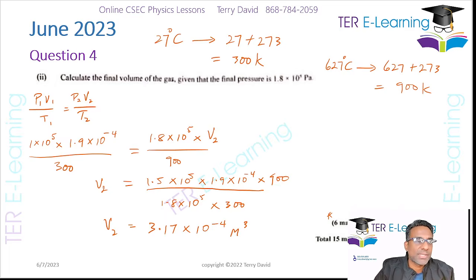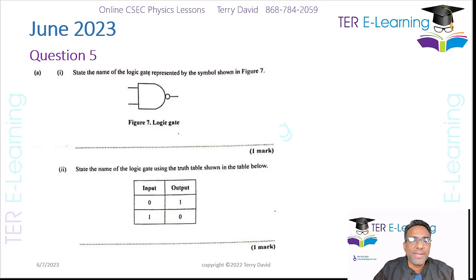Let's see what they have as question 5, right? Question 5: state the name of the logic gate. So this here is what we call a NAND gate, right? Based on the diagram, it's a NAND gate. Now say the name of the logic gate using the truth table. If you look here, if you enter 0, 1 comes out. If you enter 1, 0 comes out. So this is a NOT gate. This is an inversion taking place. So it's a NOT gate.